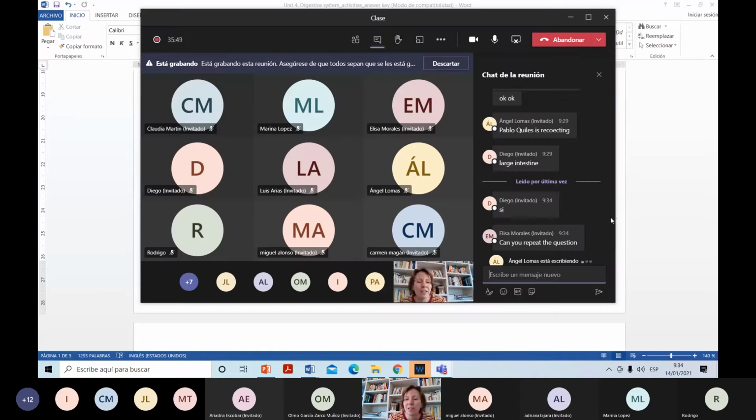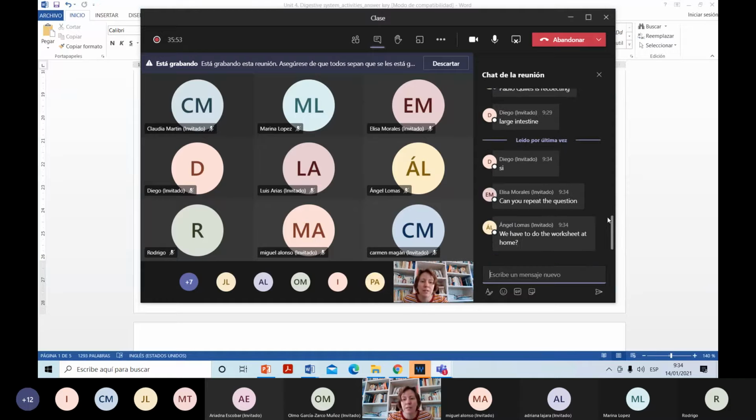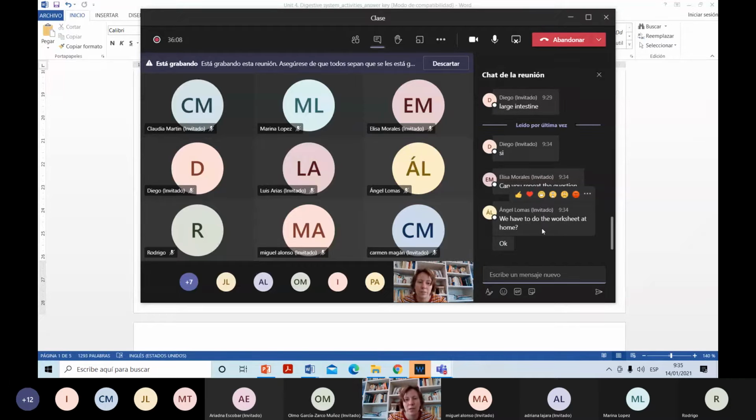Can you repeat the question? Yes. What are the other components of the digestive system? Yes, you do. At least those activities that we are doing right now. You just have to copy them as I'm saying the answers, okay? Because I will ask you for this as your notebook this unit. Okay, you've got all the activities there.